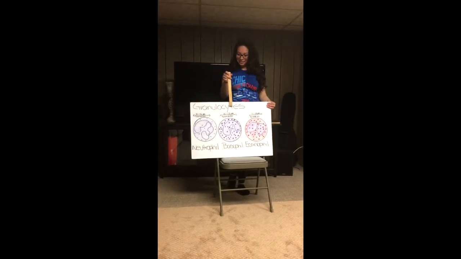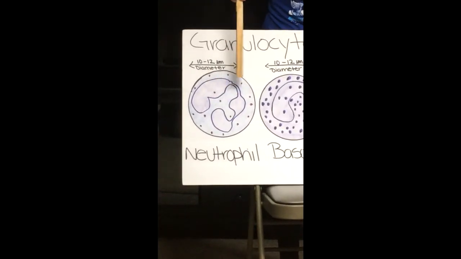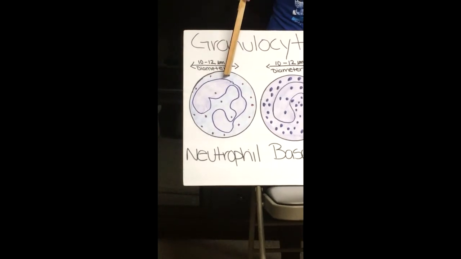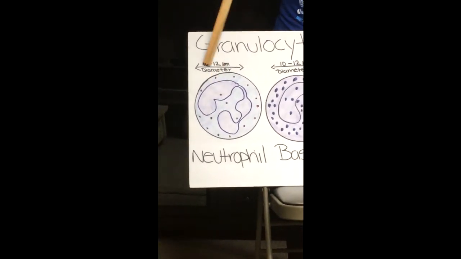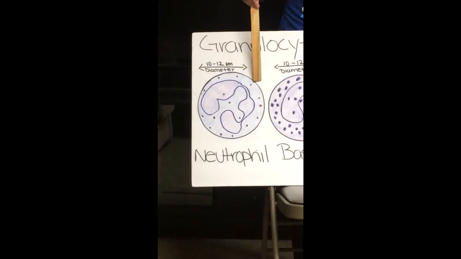Neutrophil. Nucleus with 2 to 4 lobes. Cytoplasmic granules stain a light pink or reddish purple, 10 to 12 micrometers in diameter. Its function is to destroy microorganisms and other substances.